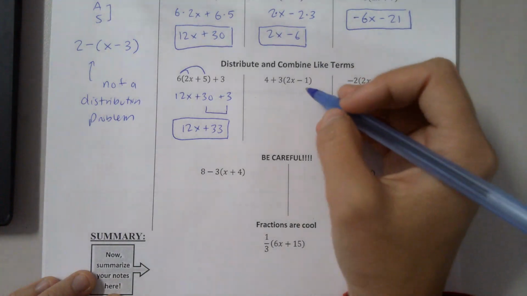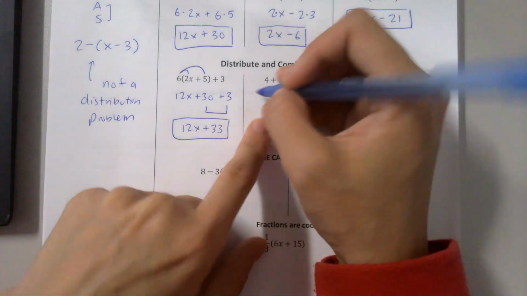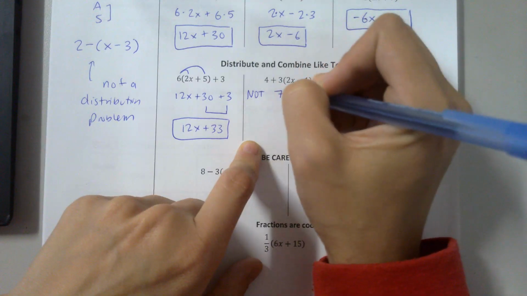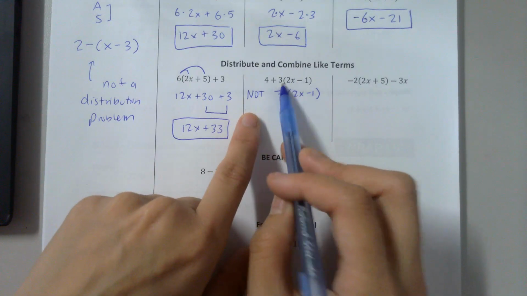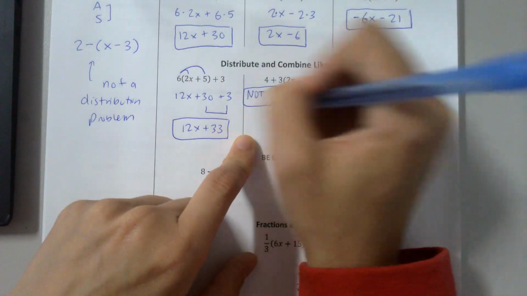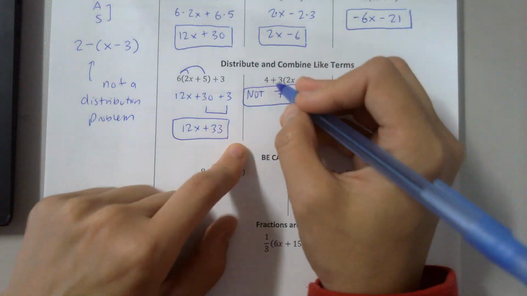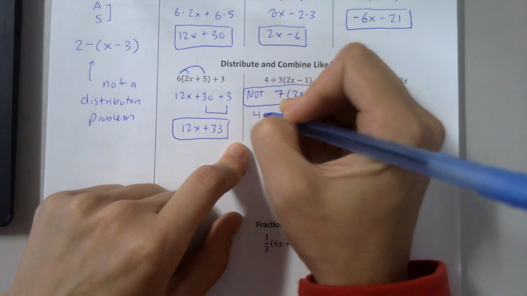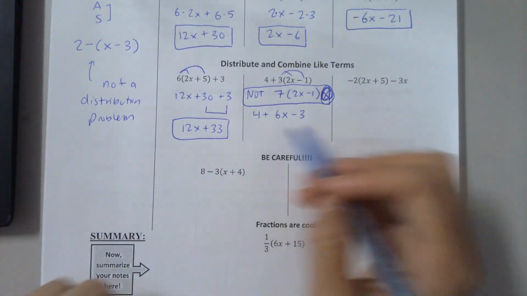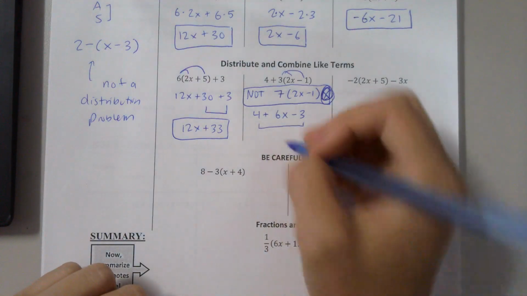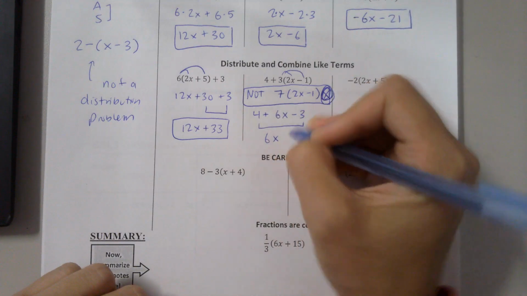All right, over here, now the distribution is on this side. So one big mistake is this is not 7 times 2x minus 1. You can't add that first. You have to multiply first. So whatever you need to do, write this in red. You can't do this. You have to distribute the 3 first. So you do 4 plus 6x minus 3. And then you can combine like terms. So we get 6x, 4 plus positive 4 plus negative 3 is just plus 1.